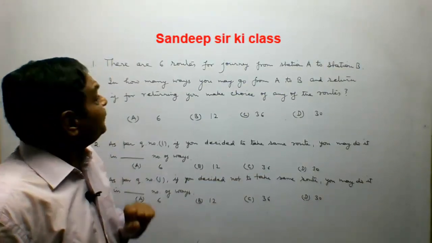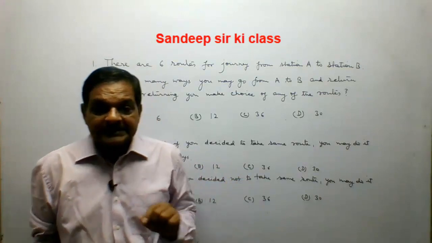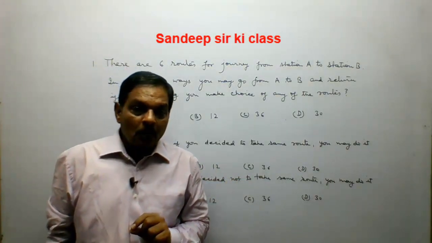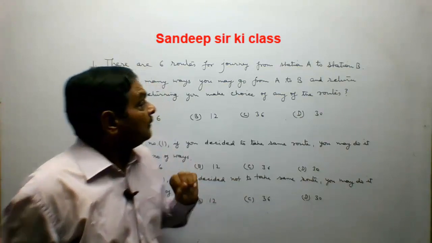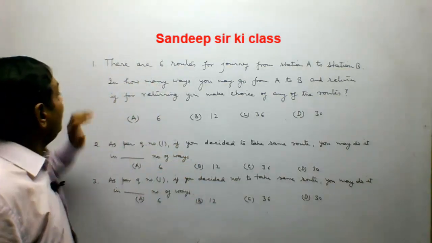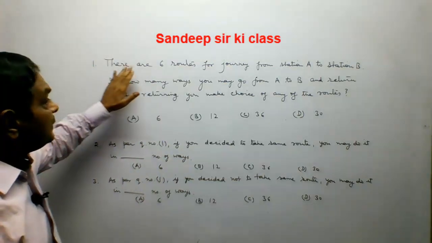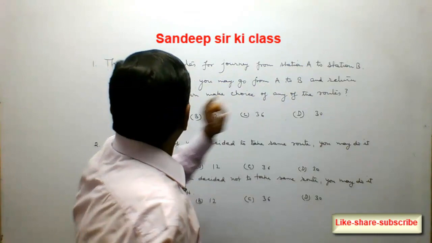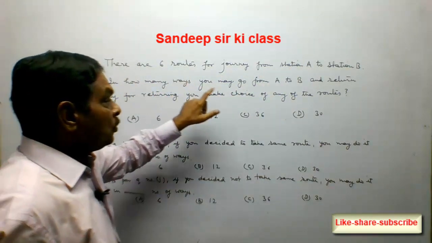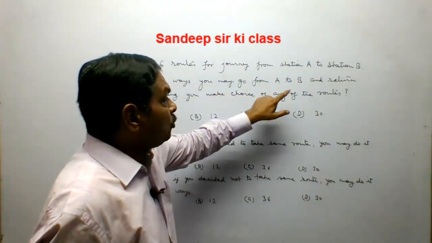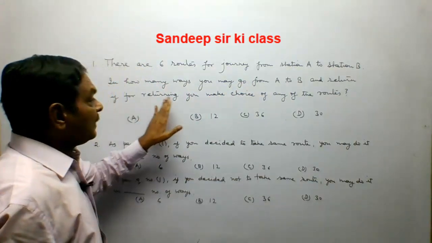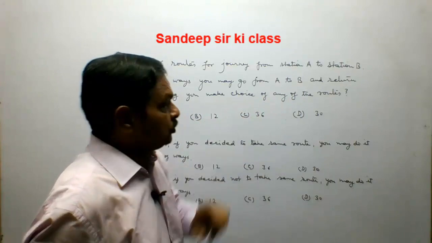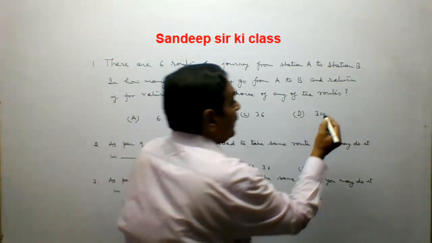Hello students, in this video we will discuss the additional question bank questions of the chapter on permutation and combination. I have 3 questions here. First question is, there are 6 routes for a journey from station A to B. In how many ways you may go from A to B and return if for returning you make choice of any of the routes.